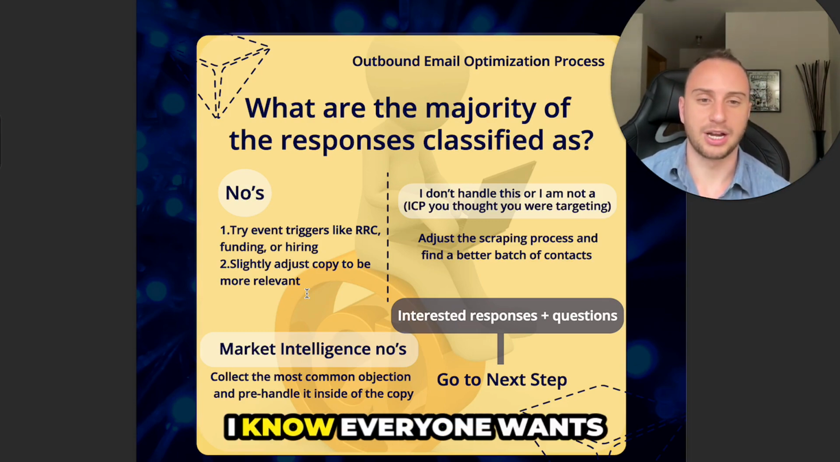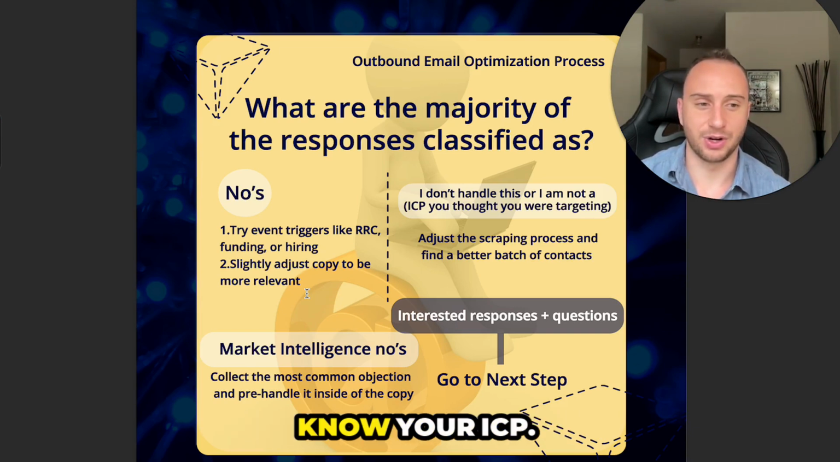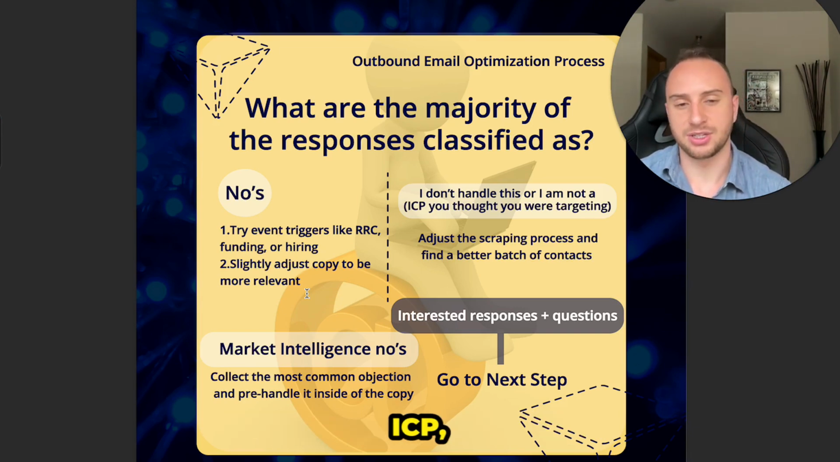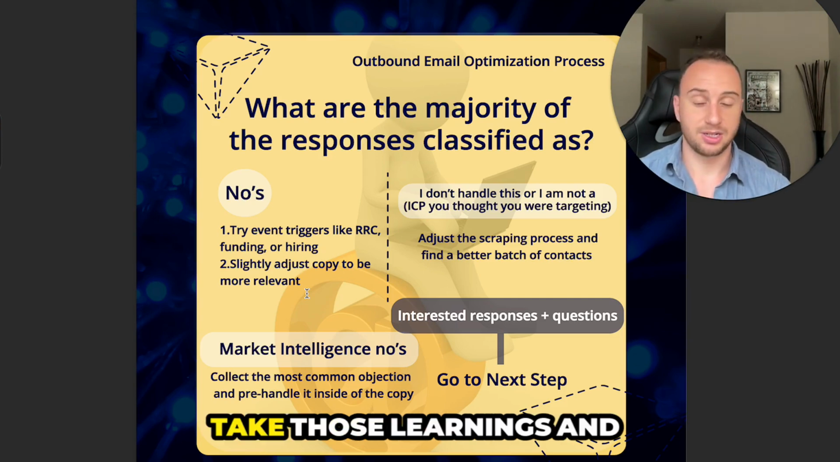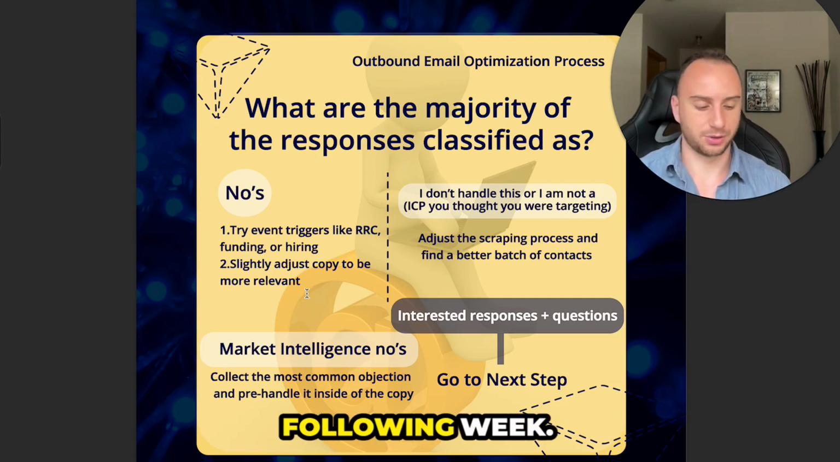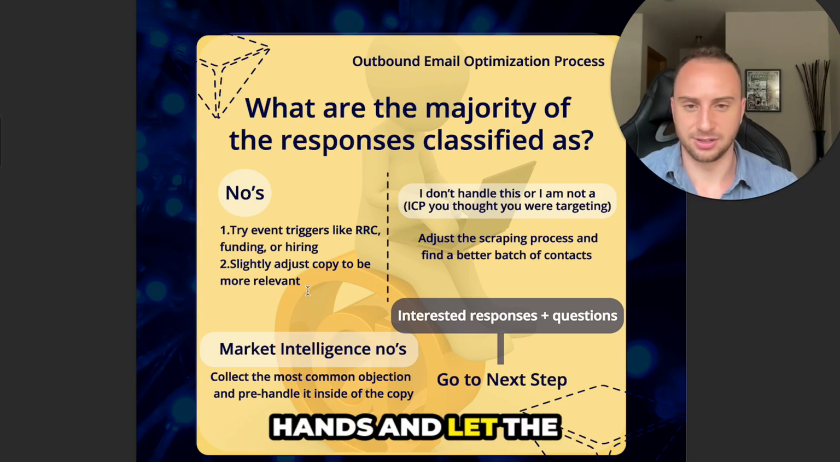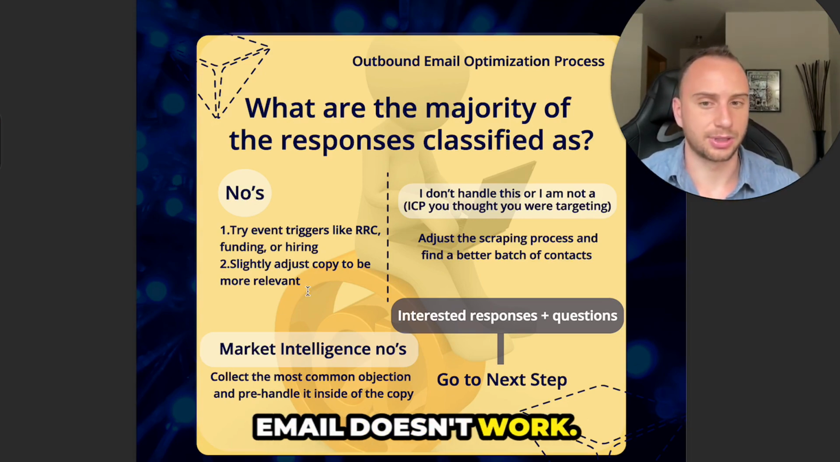And look, I know everyone wants meetings, but you can't get meetings if you don't know your ICP. If you don't know your ICP, who you thought was your ICP can tell you who that is, right? So that's how you optimize it. Take those learnings and implement that for the following week. Don't just sit on your hands and let the campaign go and say email doesn't work.